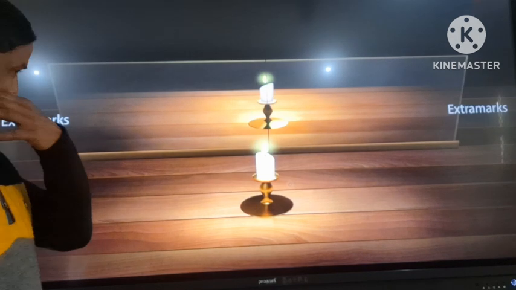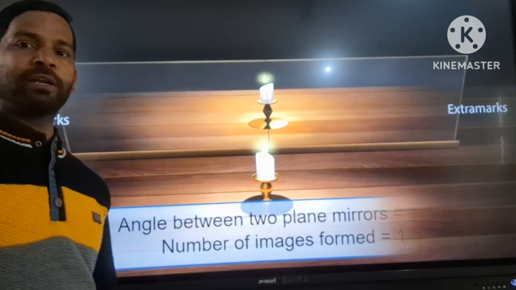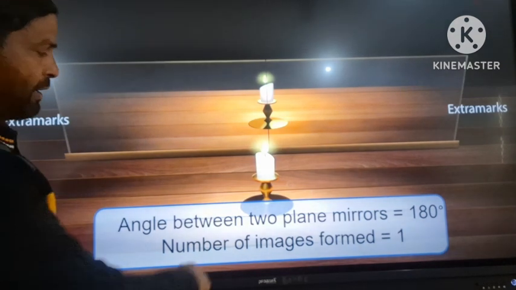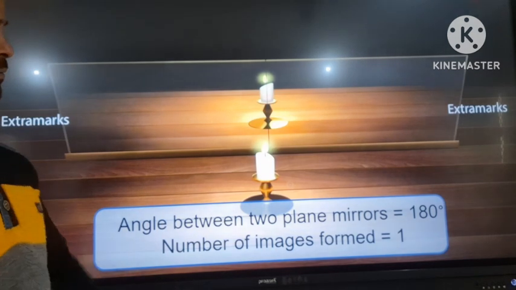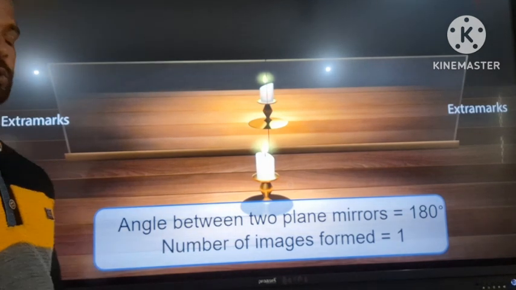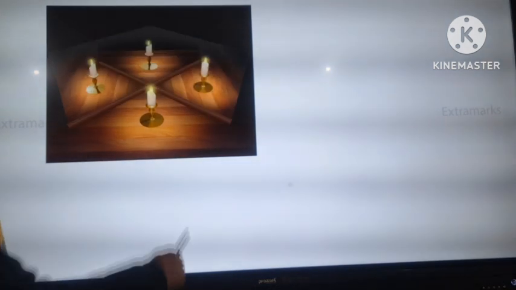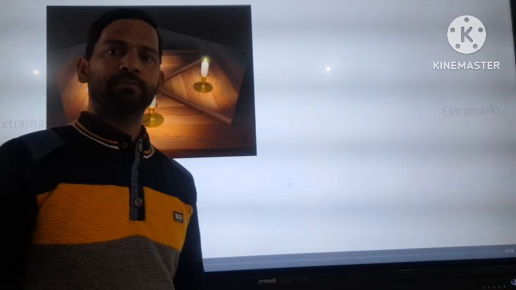Suppose we have two mirrors at 180 degrees. What will happen? The angle between the plane mirrors is 180 degrees and the number of images formed is 1. If we place two plane mirrors at 180 degrees, a single image forms. But different numbers of images form at different angles.